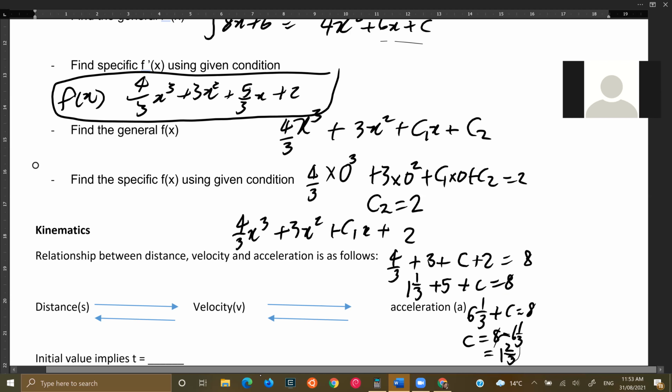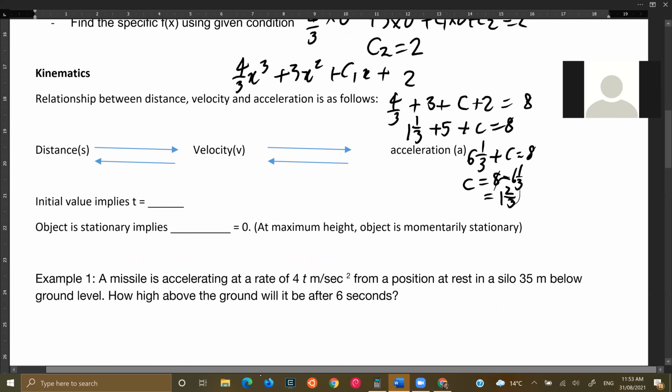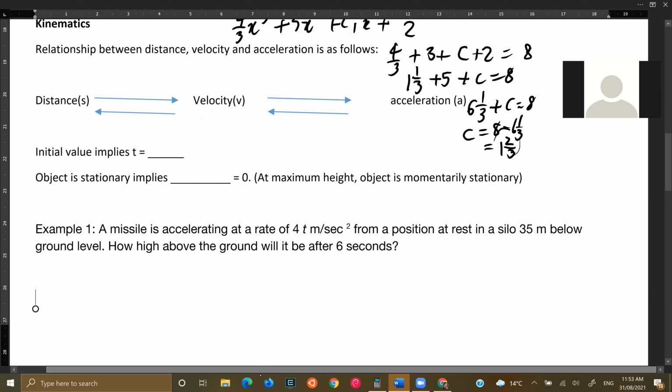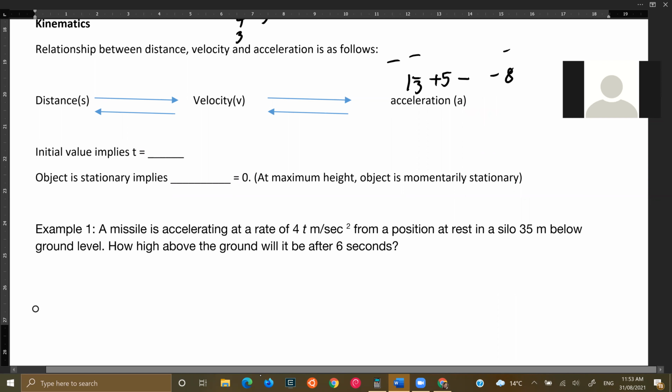Okay. Now, as I said, the area where this comes in a lot is essentially when you're doing kinematics. So let's remind ourselves. When you differentiate distance, you get velocity. And when you differentiate velocity, you get acceleration. The things that you should be aware of: when it says initial, initial implies that t is equal to 0. And if it says stationary, that means velocity is 0, okay?